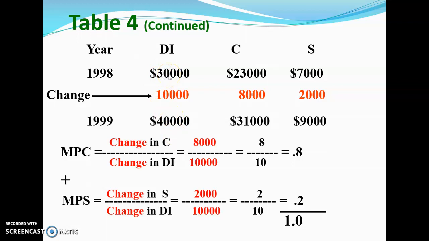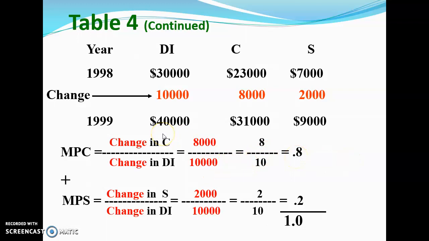Now, when your income was equal to $30,000, your consumption was equal to 23,000, and when your income was equal to 40,000, your consumption was equal to 31,000. Now, there is a change in the consumption too. When your income has changed by $10,000, your consumption has changed by $8,000. So we can find out the value of the MPC by putting these values into the formula, that is MPC is equal to change in consumption divided by the change in the disposable income. The change in consumption is equal to 8,000 and the change in the disposable income is equal to 10,000. So 8,000 divided by 10,000, and the answer is equal to 0.8.